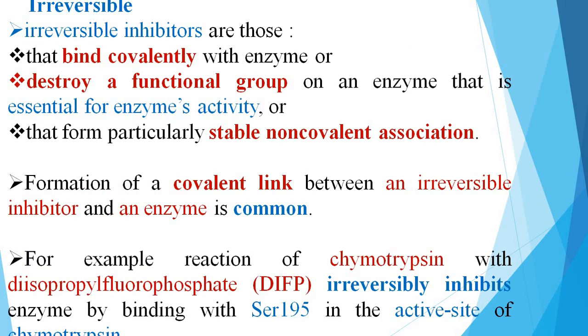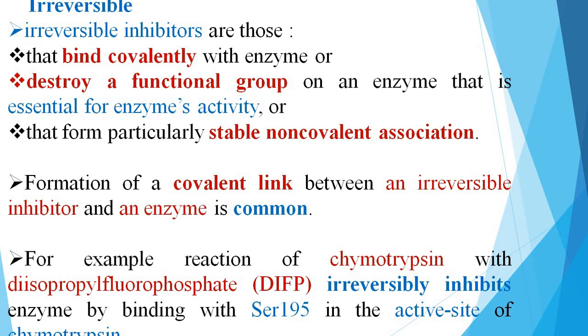Coming to the first, that is irreversible inhibitors. Irreversible inhibitors are those that bind covalently with the enzyme or destroy a functional group on an enzyme that is essential for the enzyme's activity, or that form particularly stable non-covalent association. The formation of a covalent link between an irreversible inhibitor and an enzyme is common.